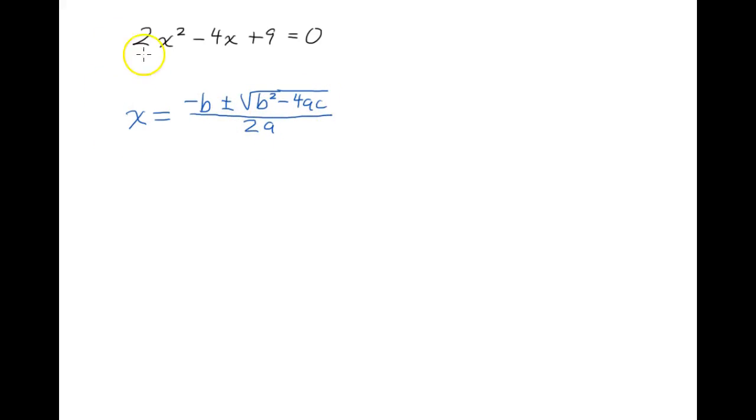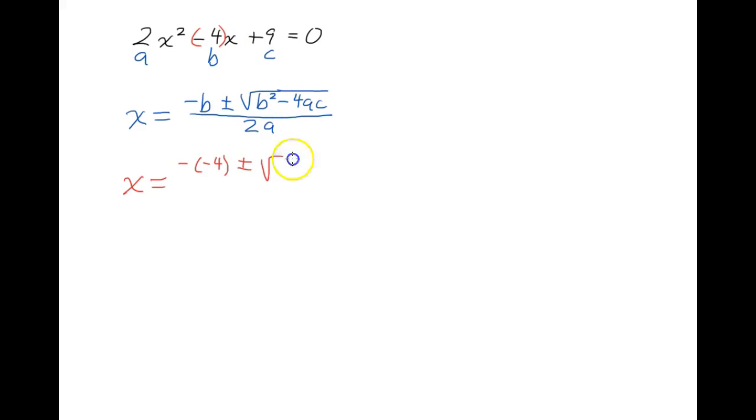A, B, and C, what are those? Well, A is the coefficient of the x squared term, B is the coefficient of the x term, and C is the constant term. So let's start plugging those in. X equals negative b, so the opposite of negative 4. Note that b is negative 4 here.